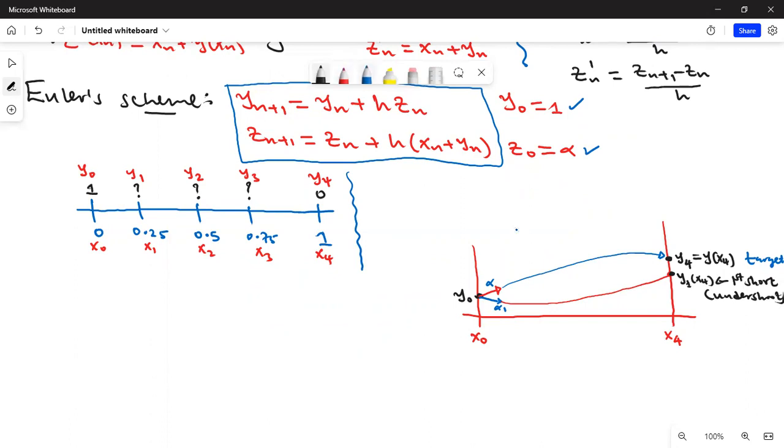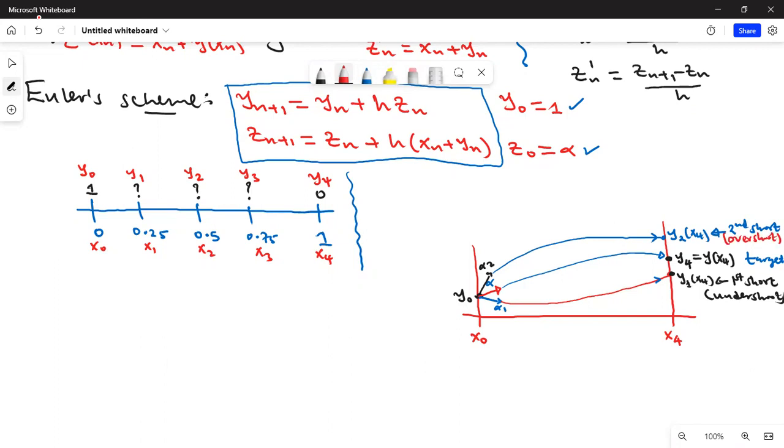What if somebody had chosen the value here to be maybe alpha 2? The gradient, let it be alpha 2, maybe something like this. If you do the shooting again, you will realize that this will land us at maybe another point here. That point, I can call it y2 of x4. This is the second shot. It is now an overshoot.